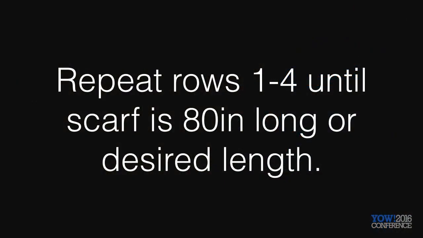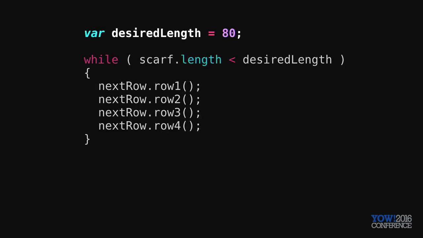And another really common while loop usage is, have you gotten it to the desired length yet, which often equates to, am I almost out of wool? So instead of telling you to repeat something a certain number of times, it'll just say, repeat rows 1 to 4 until scarf is 80 inches long or desired length. Okay, cool. So in my mind, I set a variable for the desired length to 80 inches, and then in my while loop, as long as I'm under that number, I just keep repeating my 4 rows. And then once I get to the 80 or whatever the length is, I'm ready for the next instruction.